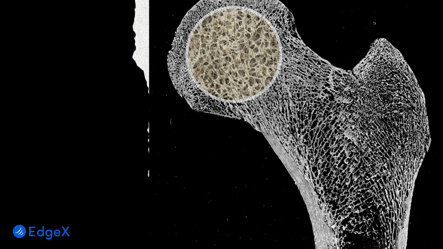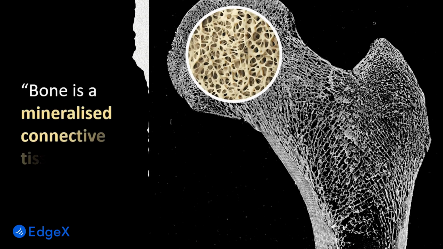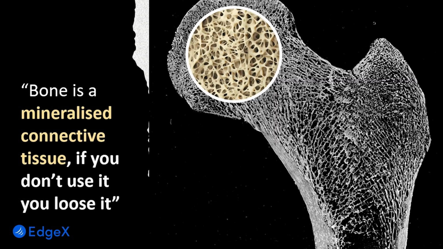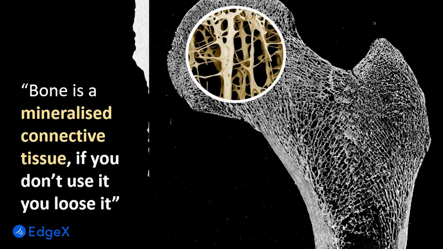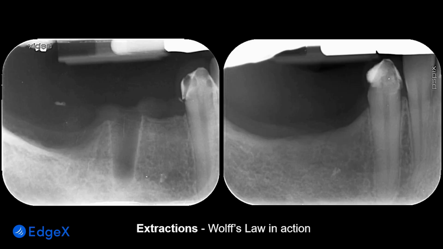So we know that bone is this mineralized connective tissue which has the capacity to look after us, but if you don't use it, you lose it. So it starts to go less dense. An example of that is when we take teeth out and we lose bone in terms of height and width. And if we look at this extraction site over a period of 6 months, you can see we've lost a reasonable amount of height and a reasonable amount of width.